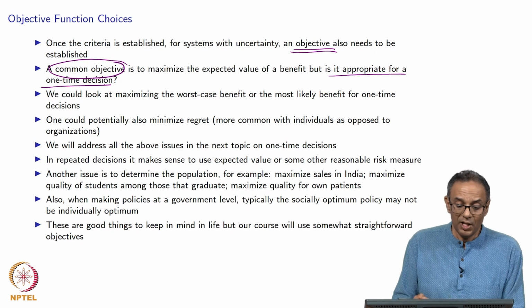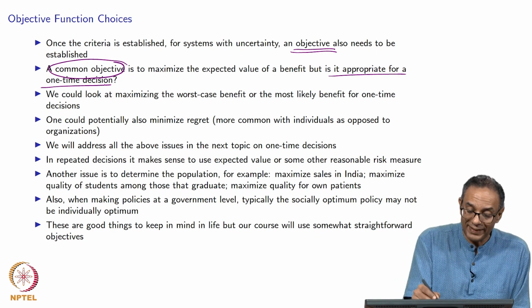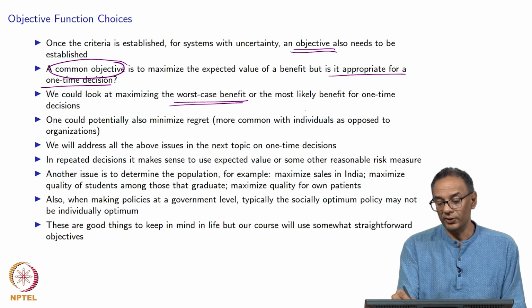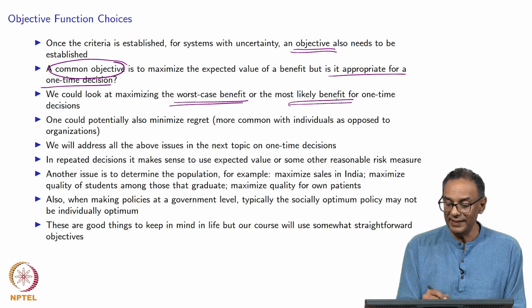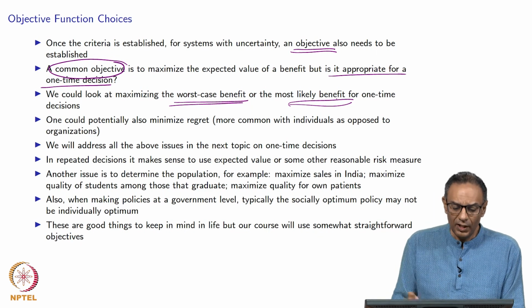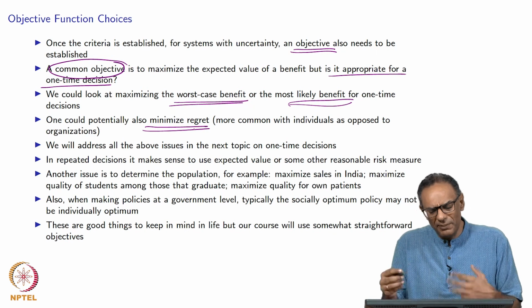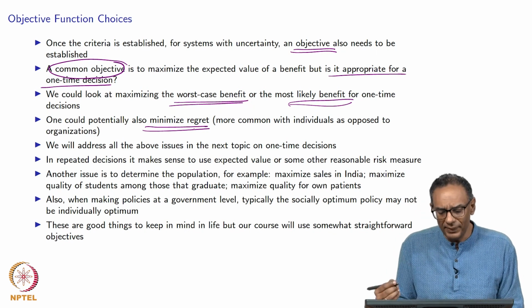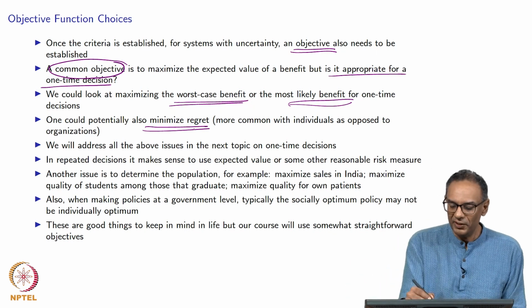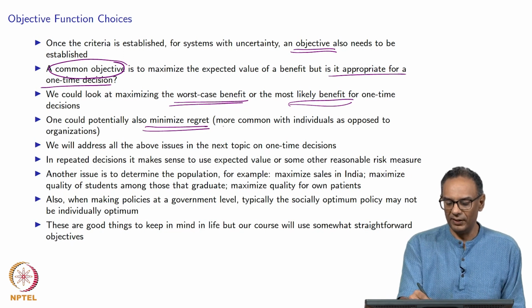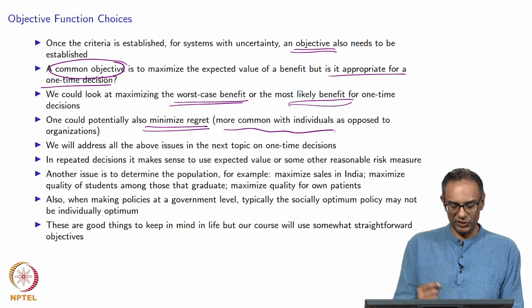For example, you could think of maximizing the worst case benefit, or you could take the most likely benefit and maximize that. You could also minimize what is called regret. Now, minimizing regret is rare for a company unless one is the CEO. You are probably more likely to minimize regret when you are talking about individuals making decisions.